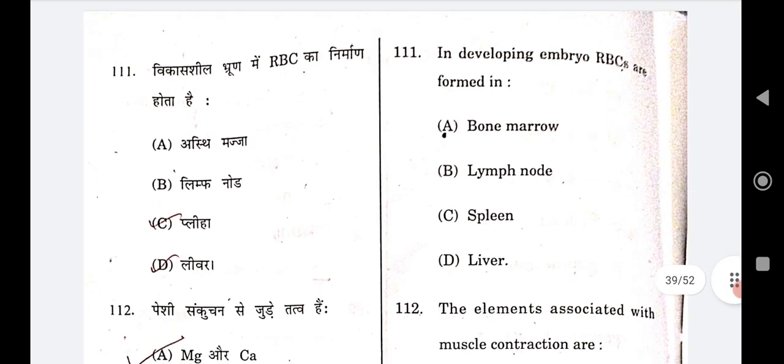Next question is in developing embryo, RBCs are formed in, so correct option will be spleen and liver. आई थिंक इसमें C और D करेक्ट होने चाहिए. सो अब देखते हैं जो बोर्ड जो है वो क्या करता है. वैसे RBCs जो होते हैं वो फॉर्म होते हैं बोन मैरो में, बट जो डेवलपिंग एम्ब्रियो होता है उसके जो RBCs फॉर्म्ड होते हैं वो होते हैं स्प्लीन और लीवर में.